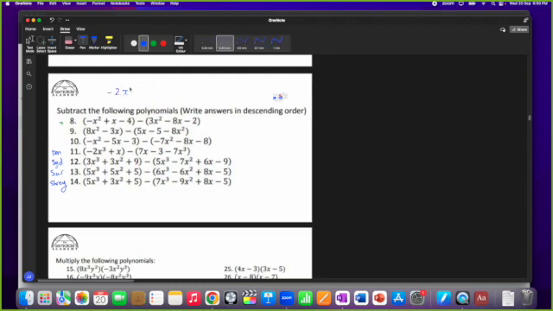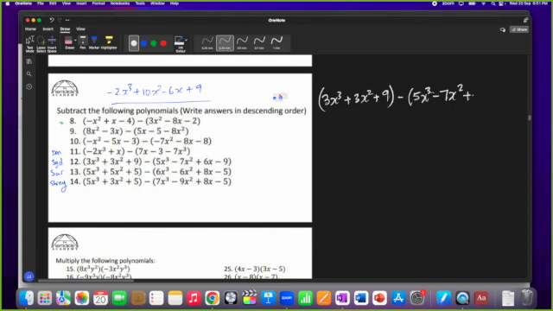2x cubed plus 10x squared minus 6x plus 9. That's what I have there. All right, let me see. 3x cubed plus 3x squared plus 9. And then I have minus 5x cubed minus 7x squared plus 6x minus 9.